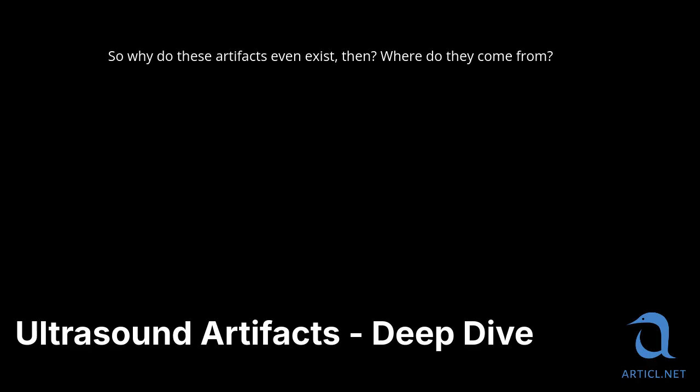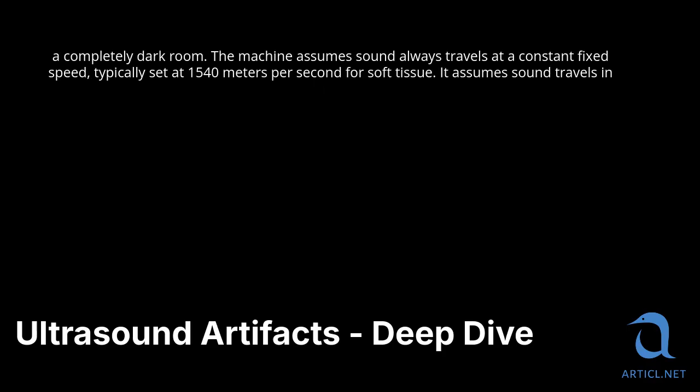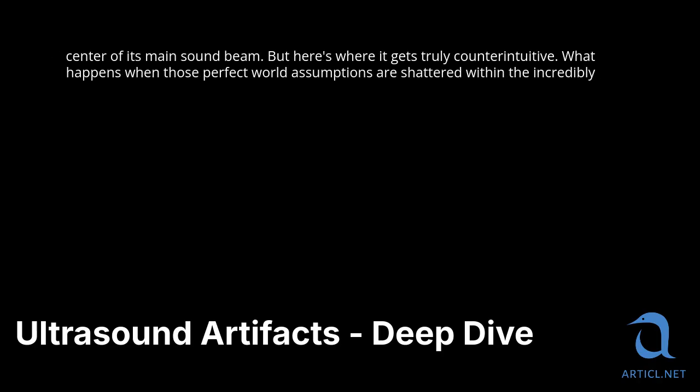So, why do these artifacts even exist then? Where do they come from? It really comes down to some fundamental, almost simplistic assumptions the ultrasound machine makes. Imagine the system is playing a very sophisticated game of Marco Polo in a completely dark room. The machine assumes sound always travels at a constant fixed speed, typically set at 1,540 meters per second for soft tissue. It assumes sound travels in a perfectly straight line. It assumes sound attenuates or weakens uniformly as it passes through tissue. And crucially, it assumes all echoes received originate from the precise center of its main sound beam.